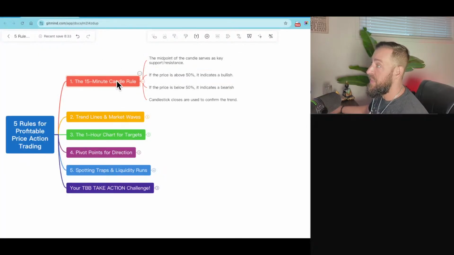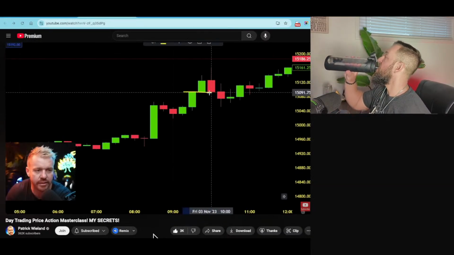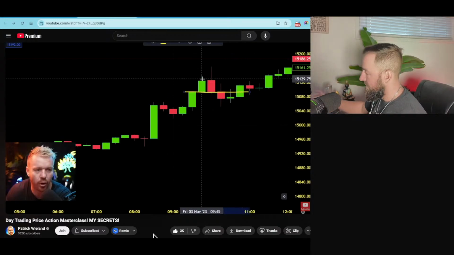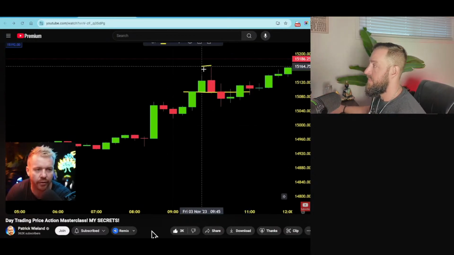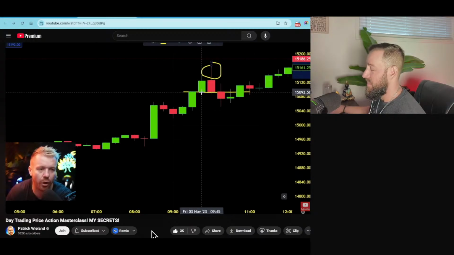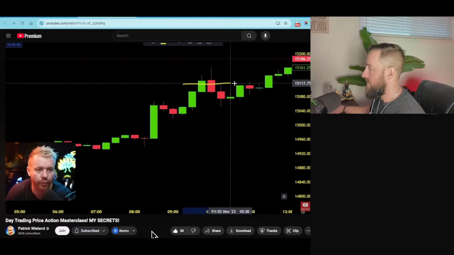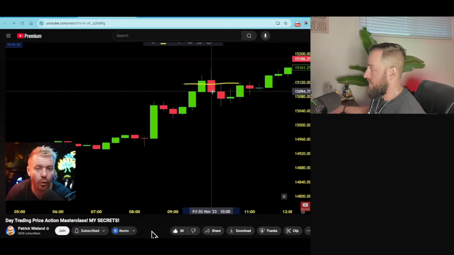So here's our 15-minute candle rule. You've got it. Candle closes are used to confirm or deny the trend. You see right here, this candle closes right there, right? This is the open, the close, that 15-minute candle. You had a wick on top. This candle closed at the low of the previous candle, right? So it basically got through the 50% point and closed down there.